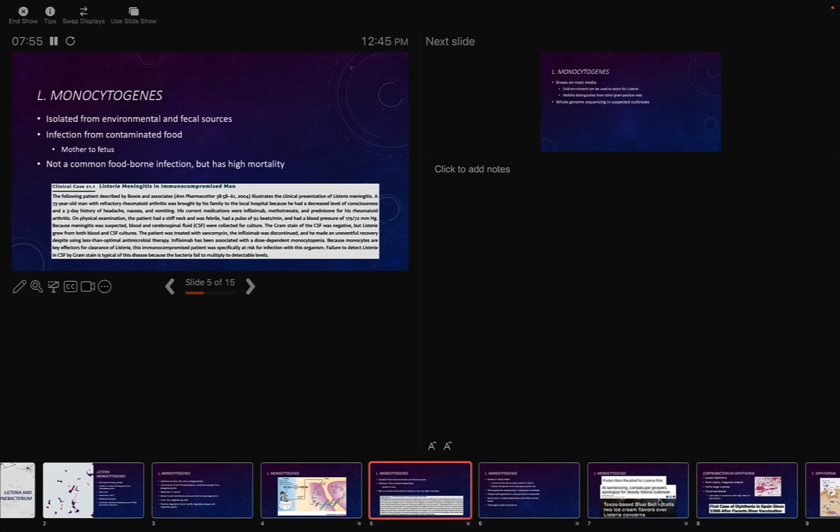So here's a case of Listeria in a patient who's immune compromised. He was a 73-year-old man with rheumatoid arthritis, brought by his family to the hospital because he had decreased consciousness, 3-day history of headache, nausea, and vomiting. His current medications, so he was taking a monoclonal antibody, methotrexate and prednisone, to basically reduce the inflammation and reduce the swelling from his rheumatoid arthritis.